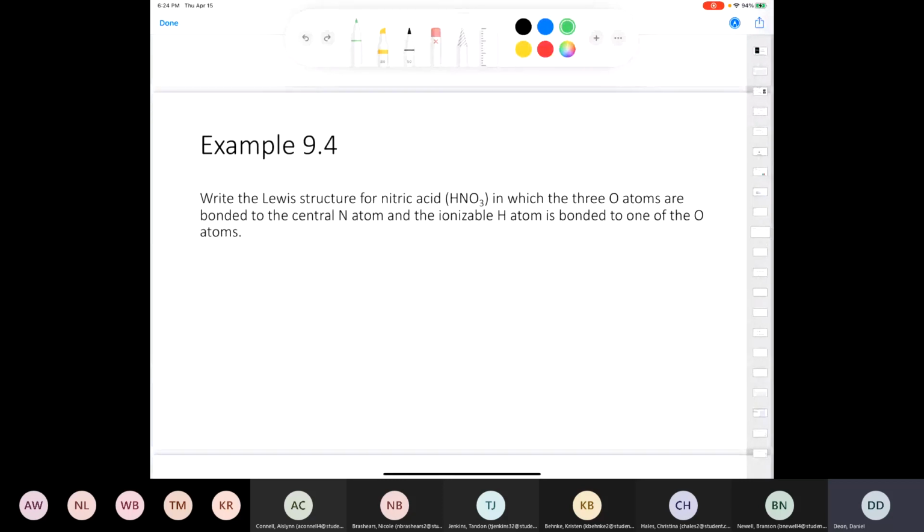It says, write the Lewis structure for nitric acid, in which all 3 oxygens are bonded to the central nitrogen and the ionizable hydrogen atom is bonded to one of the oxygens. So we have the formula for our nitric acid.